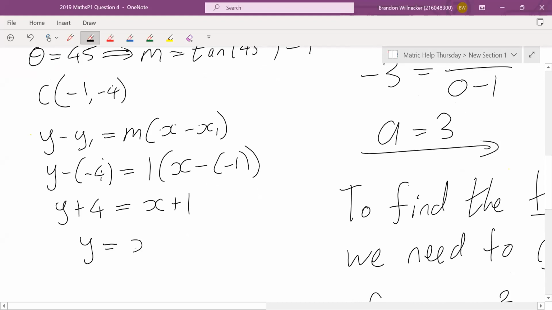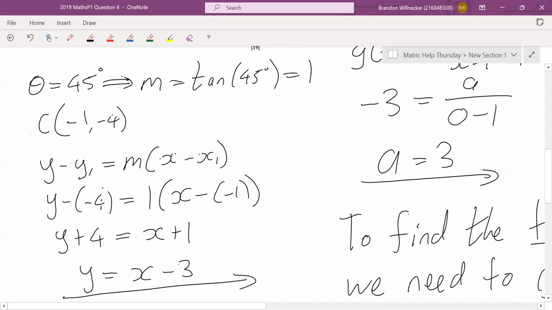So y is equal to x plus 1 minus 4. So that's going to give us a -3. Okay, so that gives us our straight line with gradient 1 or angle 45. It means the same thing, and it passes through this point over here.